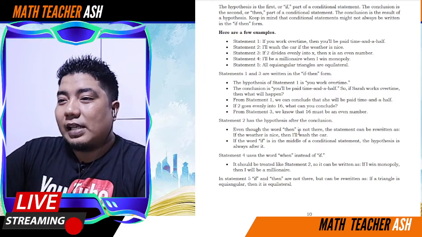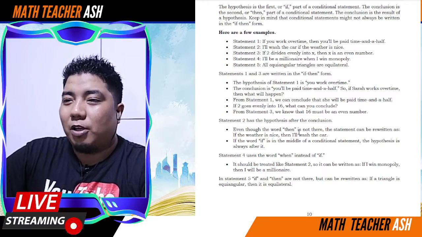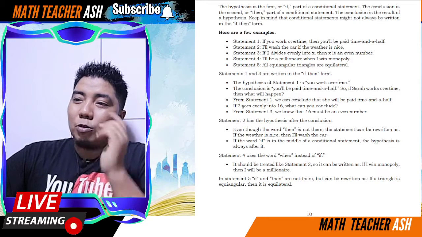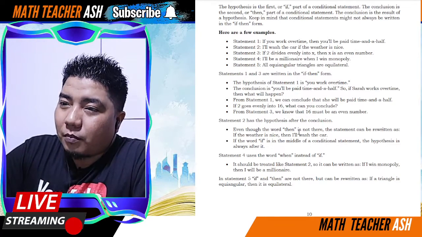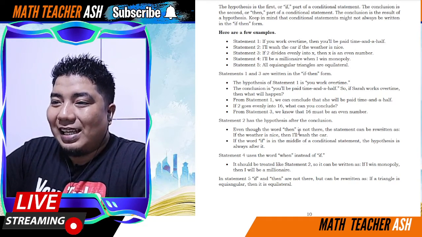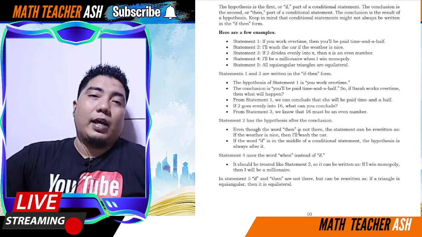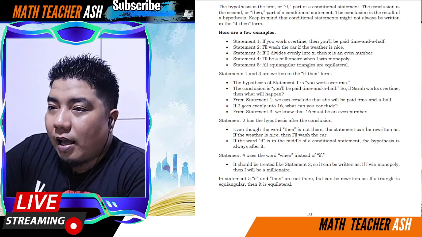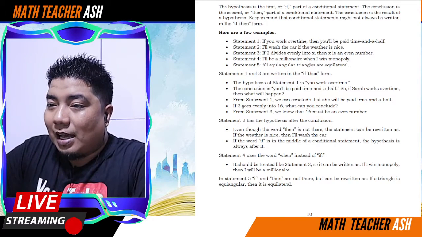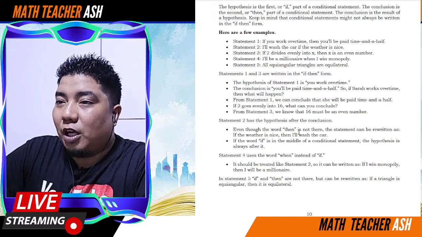So, if Sarah works overtime, then what will happen? Correct yun. From statement 1, we can conclude that she will be paid time and a half. If 2 goes into 16, what can you conclude? Then 16 must be an even number. Ganun lang kadali. Now, statement 2 has the hypothesis after the conclusion.